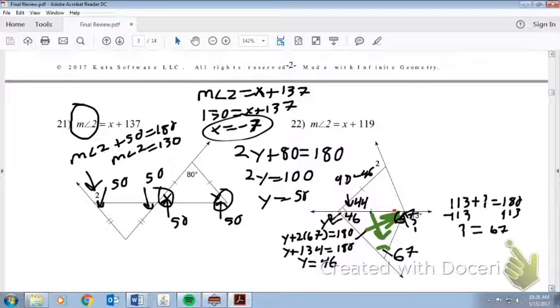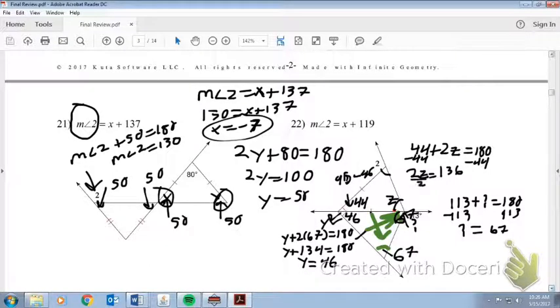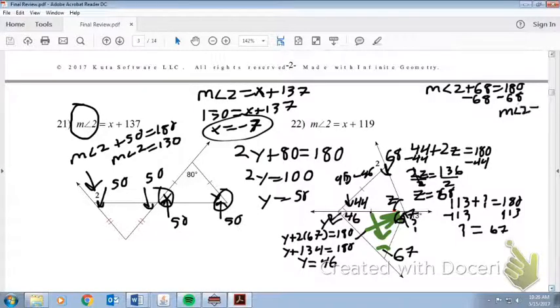Okay, so now we know those other two angles right there, let's call it z. So we know that 44 plus 2z equals 180. We're going to subtract 44 from both sides. So we get 2 times z equals 136. 136 divided by 2, and we get those angles are each 68 degrees. So if that's 68, then we know that angle 2 plus 68 equals 180. Subtract 68 from both sides, and we finally get the measure of angle 2 equals 112.